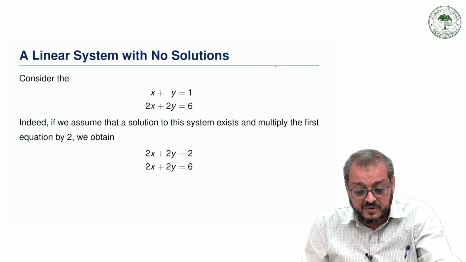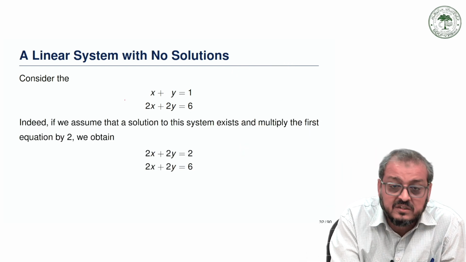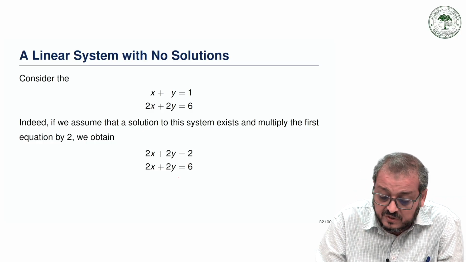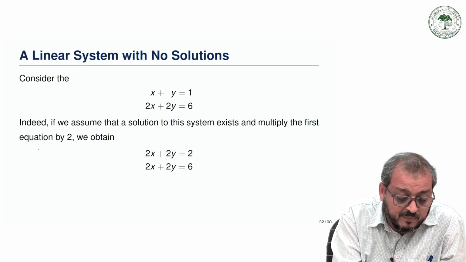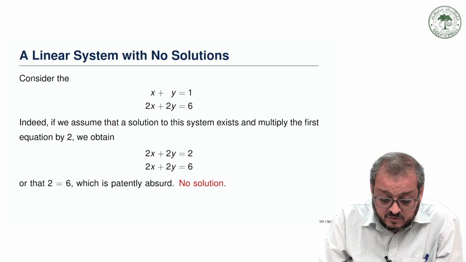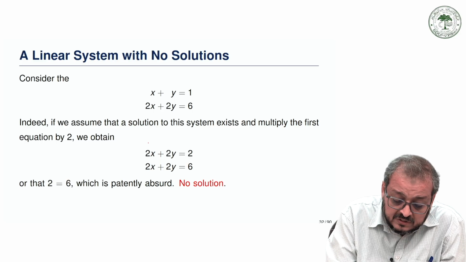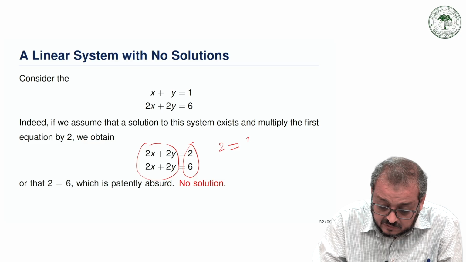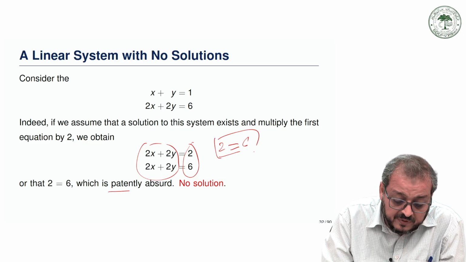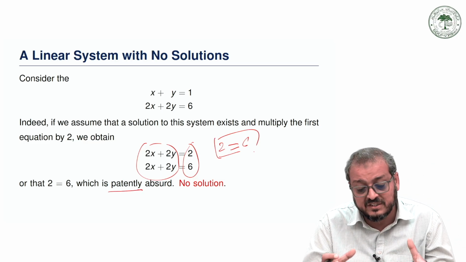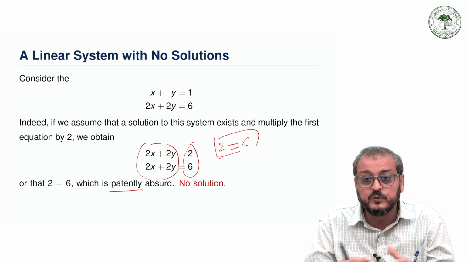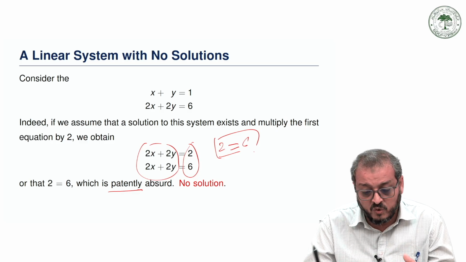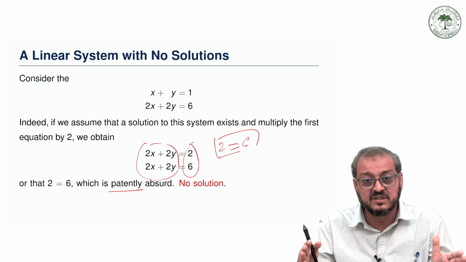Using the elimination method, first we multiply equation 1 by 2, and then we see that the left-hand sides of the two equations are exactly the same, while the right-hand sides are 2 and 6. But 2 equal to 6 is not possible, it is absurd. This means the system of equations has no solution. So if such a system exists, then the system has no solution, meaning these two equations represent parallel lines.